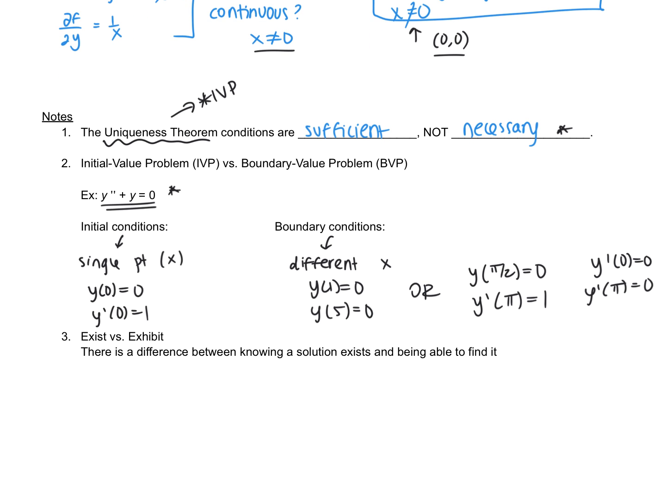Last note is there's a difference between existing and exhibiting. There's a difference between knowing that the solution exists and actually being able to find it. So this is something that we talked about in the first video. Sometimes we know a solution exists, but we're not actually going to be able to find it. So this uniqueness theorem can help us show that a solution does exist and that it's unique, but it doesn't necessarily mean that we can find it.